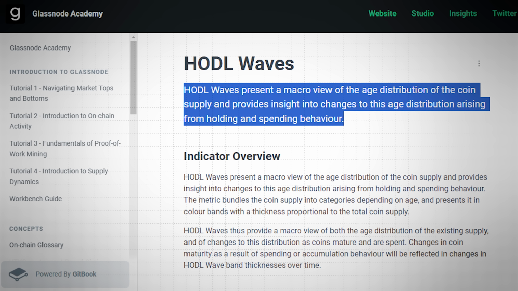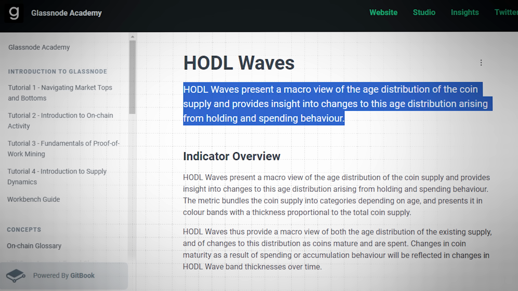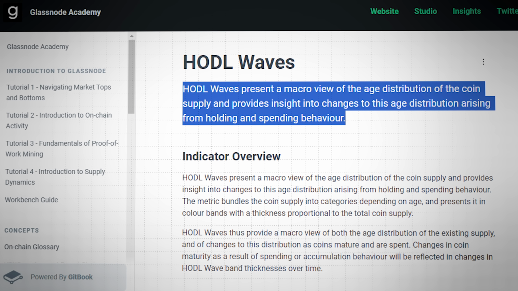Okay, let's move away from the mining current and ride the Hodl waves. So, Hodl waves are a really useful way to gauge when investors who have been in the game a bit longer believe the markets have hit a high point.